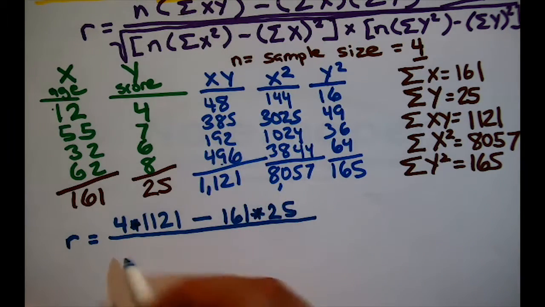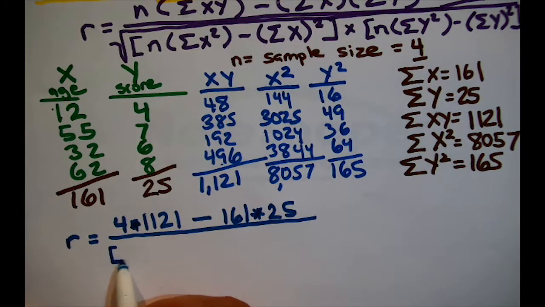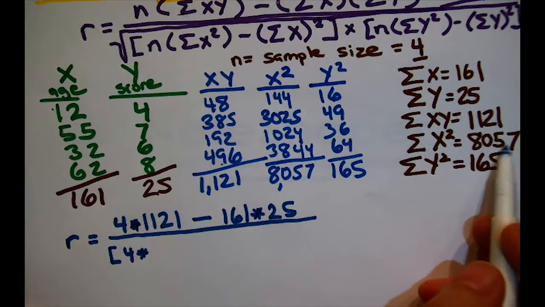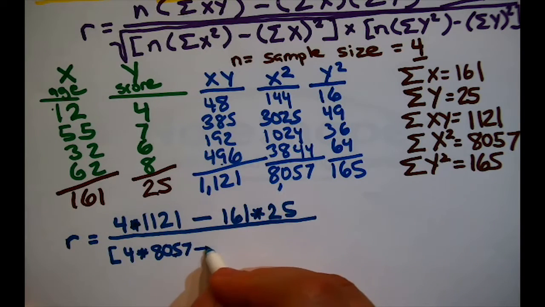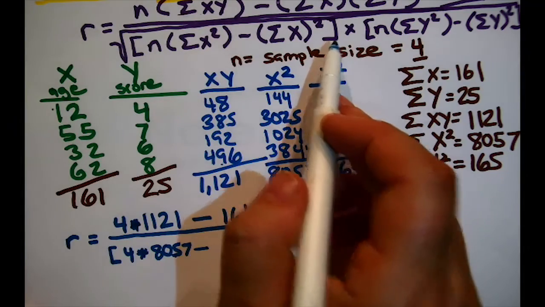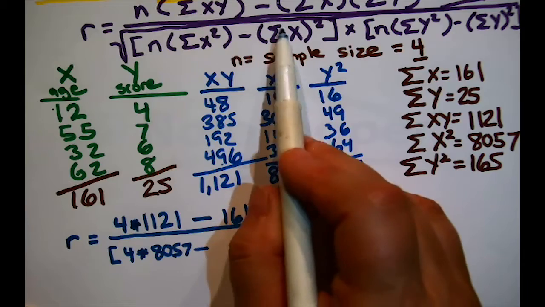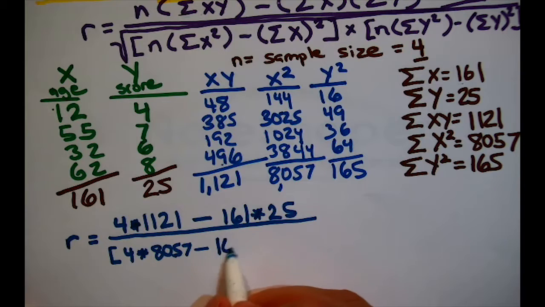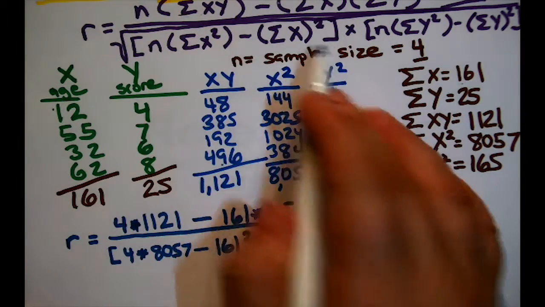Down here, some assembly required. Remember, there are 2 halves. Got to stay organized. In this half, we have 4 times the sum of x squared, which we found. That was 8,057. That's where the 8,057 goes. And then minus, we're still inside these brackets right here. Minus, you say, well, minus the same thing, the sum of x squared. But this is not the same thing. This is the sum of x. Remember that? You add up the x's. 161. Square that. You'll find that that's a different number. Okay, and then that's only half of it because that's only the half with the x's.